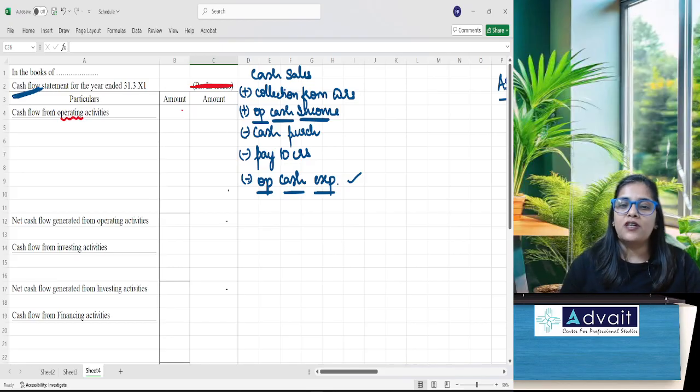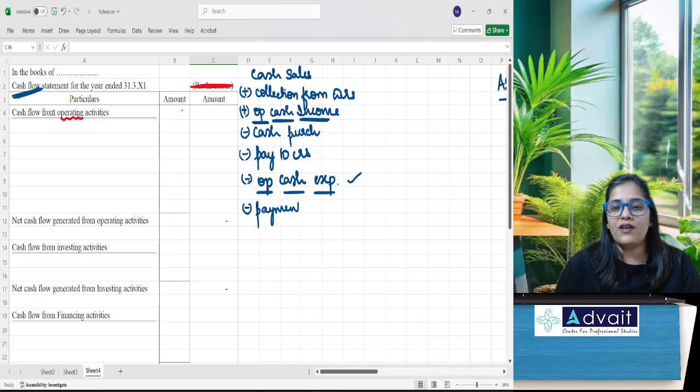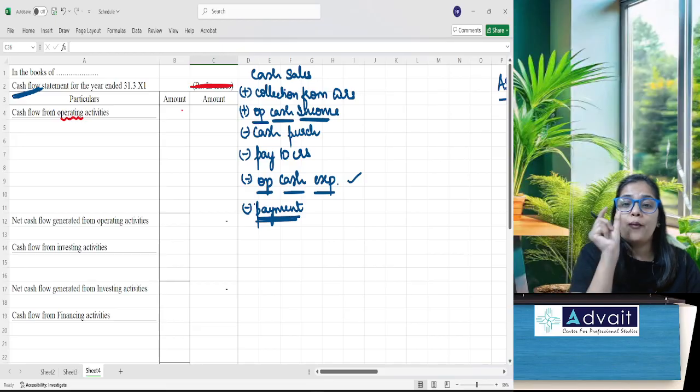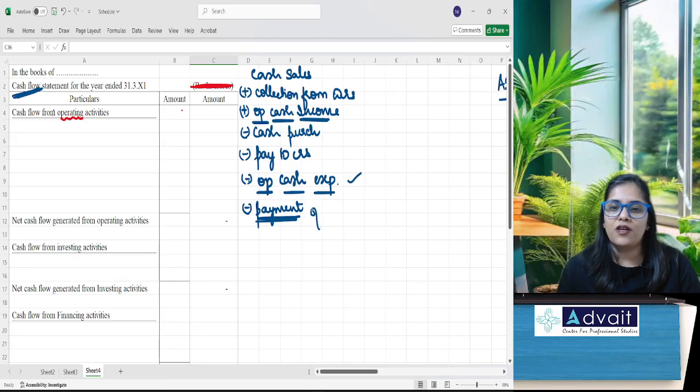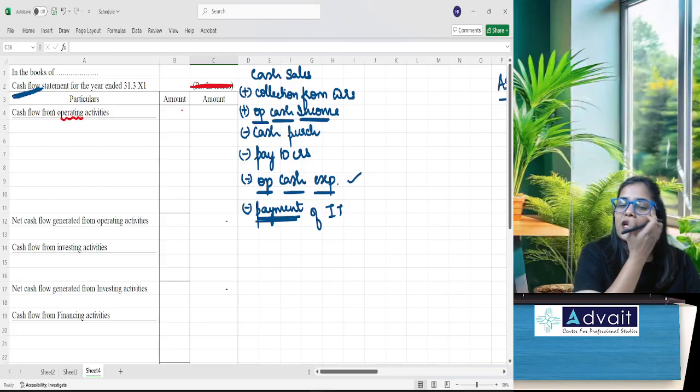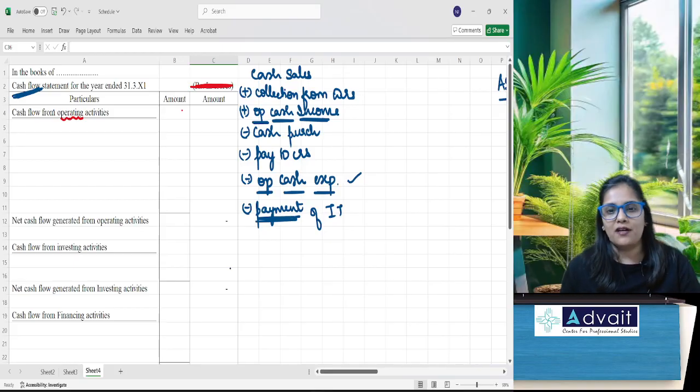Okay. Thereafter, you should minus one more item called payment. That is very, very, very important. It is not payable, proposed, or anything. Provision is also not there. What is written? Payment of income tax. How much income tax you paid in the current year, that will come here. After this, you get something. From this, you add or minus, depends, adjustment of abnormal items.